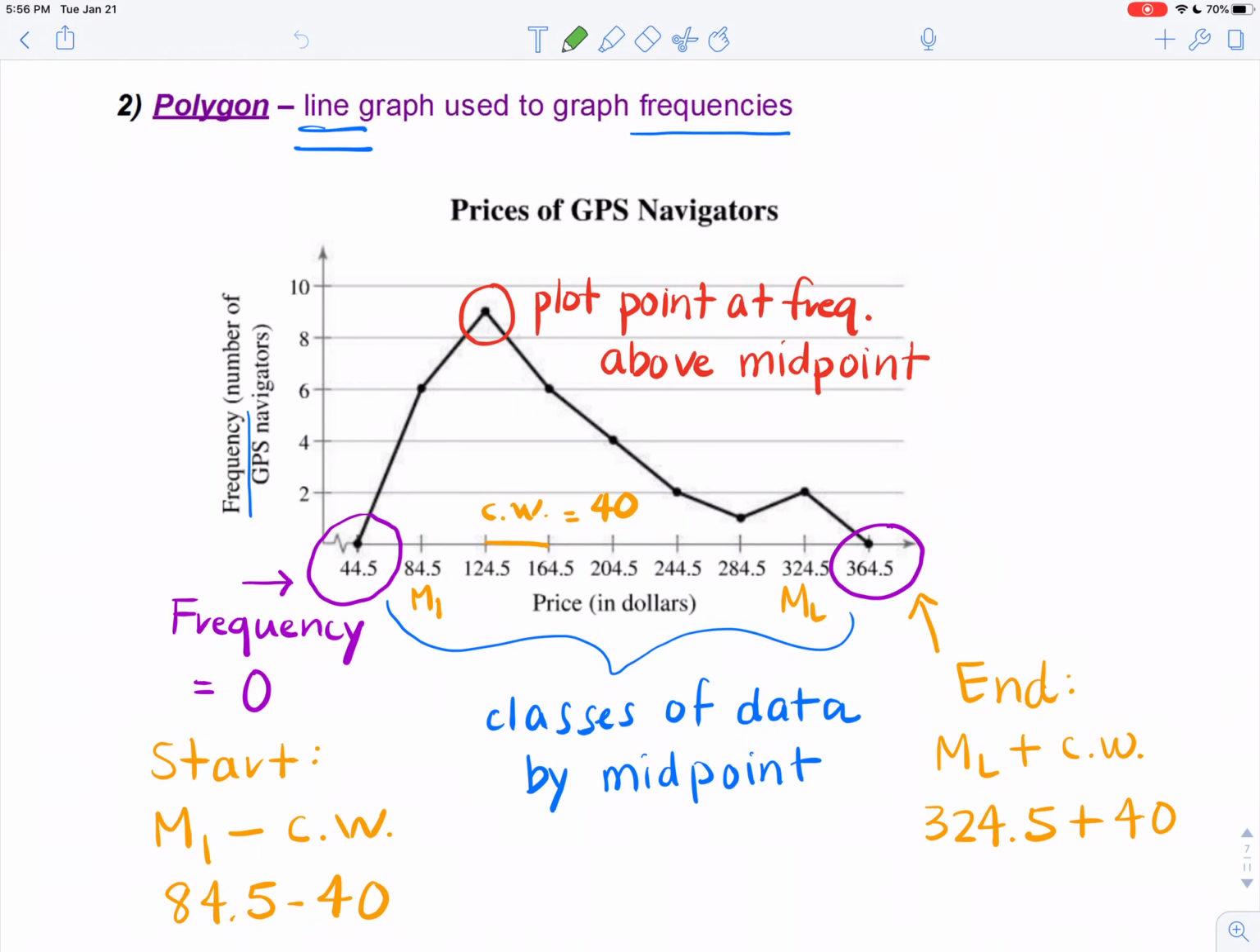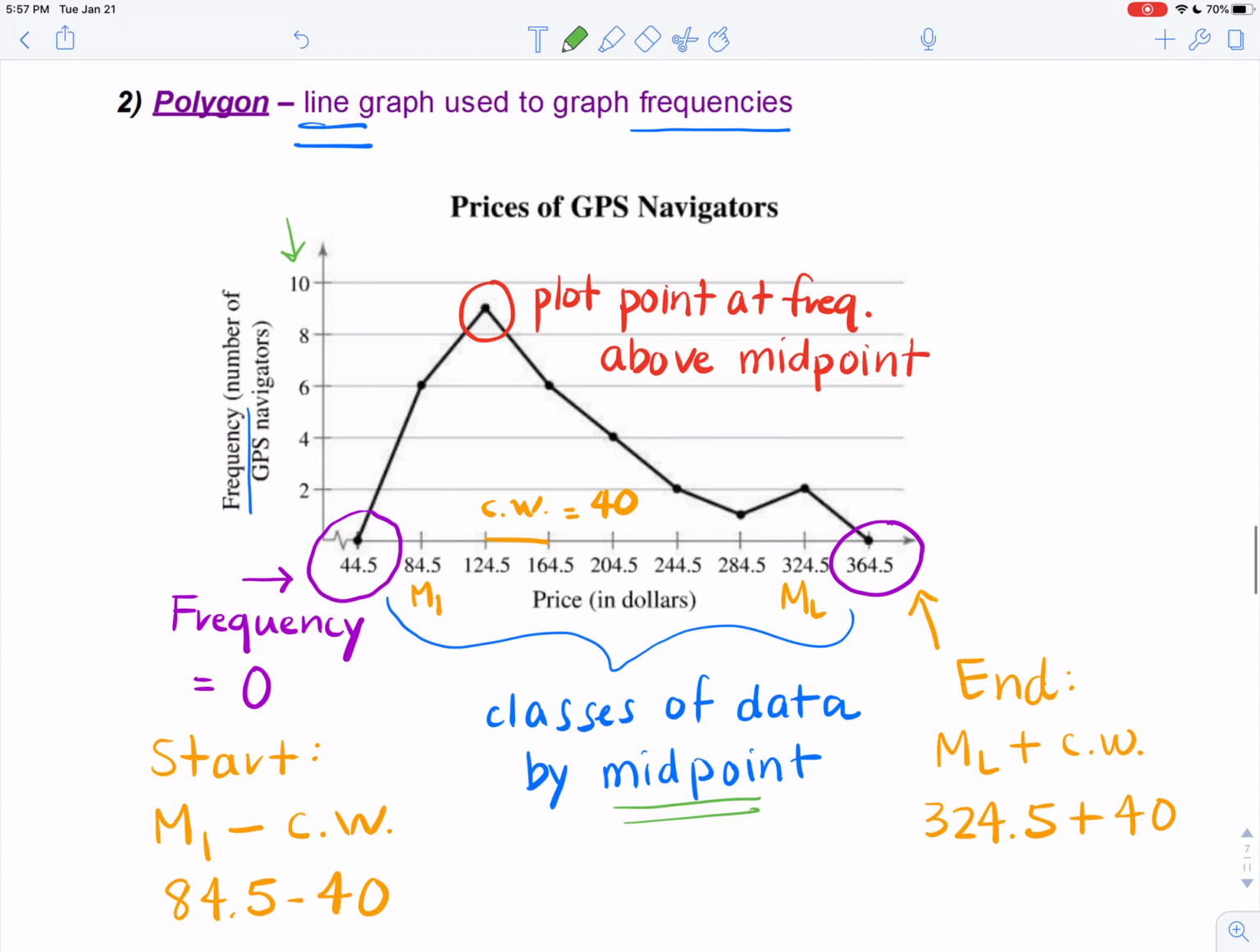And so a few things to note about it. Number one, the setup is very similar to the histogram in that you are going to be using midpoints to label your classes on the horizontal axis, and then setting a scale defined by your frequencies on the vertical axis. The main difference is instead of drawing a bar over each midpoint, you're just going to plot a point to mark the frequency because the polygon is a line graph rather than a bar chart.